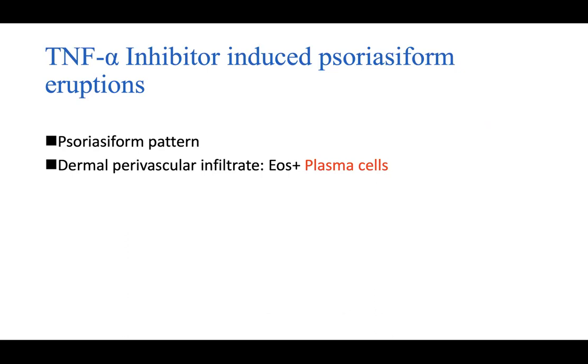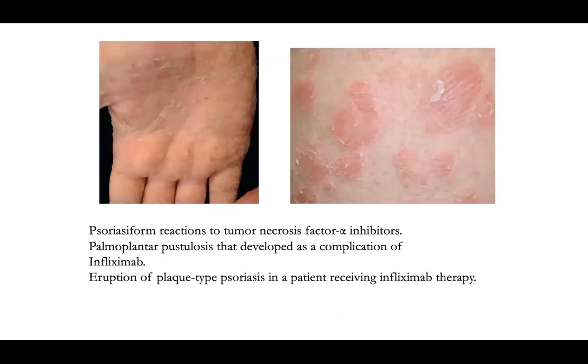Now, I mentioned the TNF-alpha inhibitor-induced psoriasiform eruptions, and that is where you're going to see psoriasis, but this is the exception. Where you see eosinophils in the dermis, it can be because of that TNF-alpha inhibitor actually paradoxically causing a worsening psoriasiform dermatitis. You'll find eosinophils and you'll also find plasma cells.